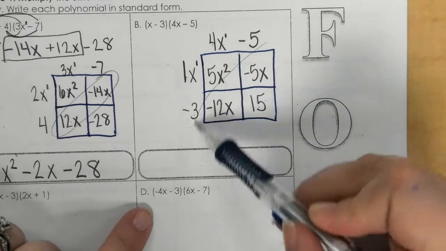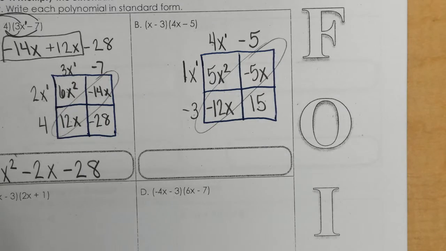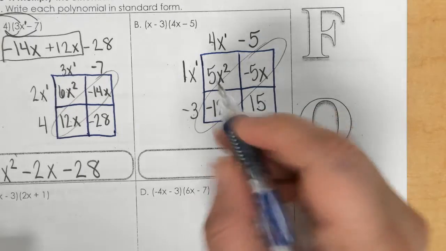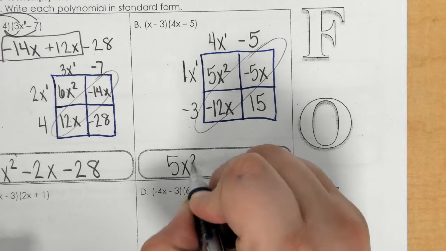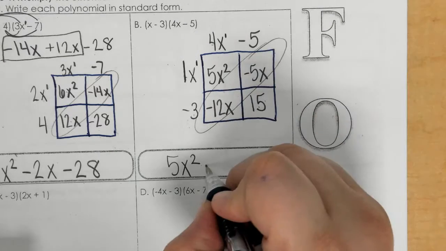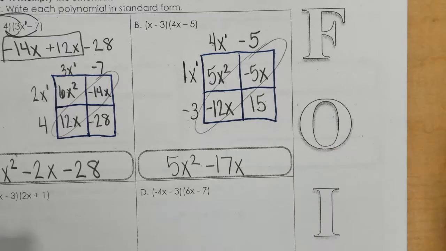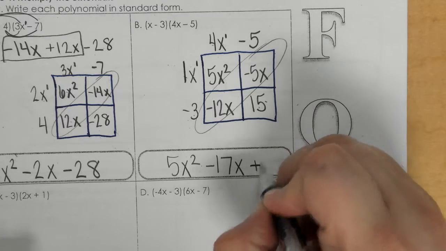So you see on the diagonal, we can combine like terms. So we have 5x squared because it's the highest exponent. Combine these, we get negative 17x. And then we have 15 at the end.